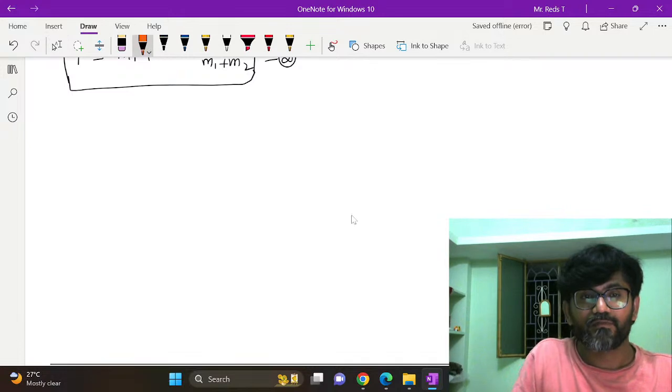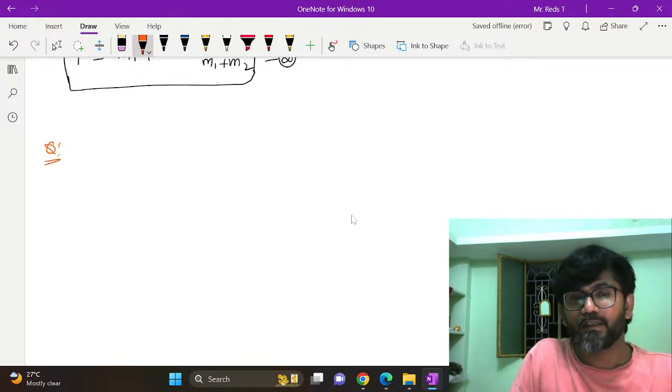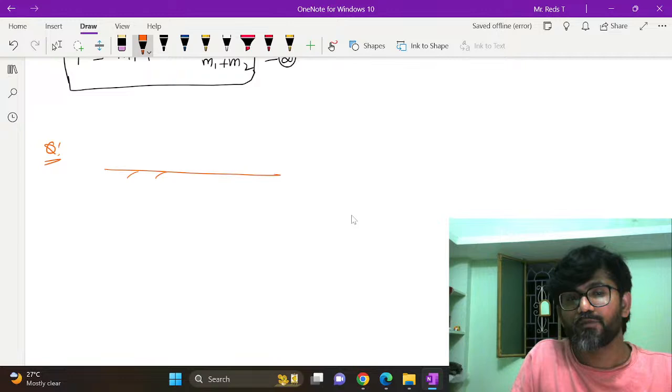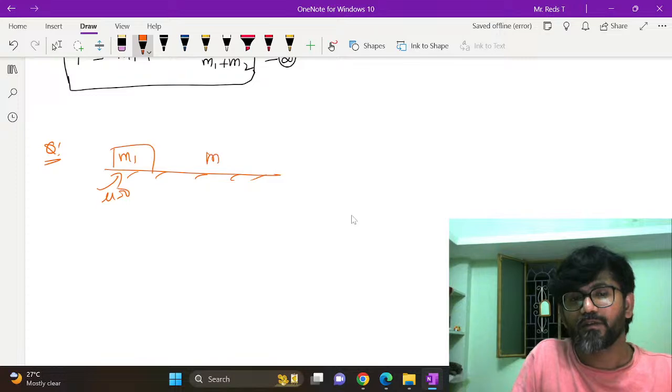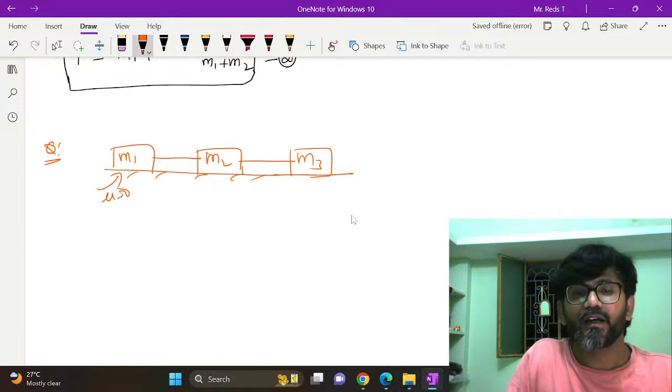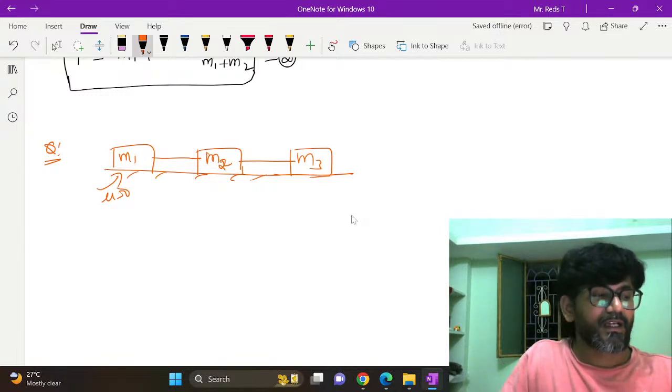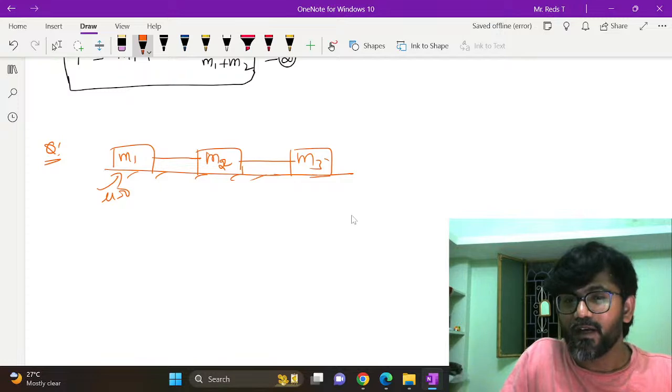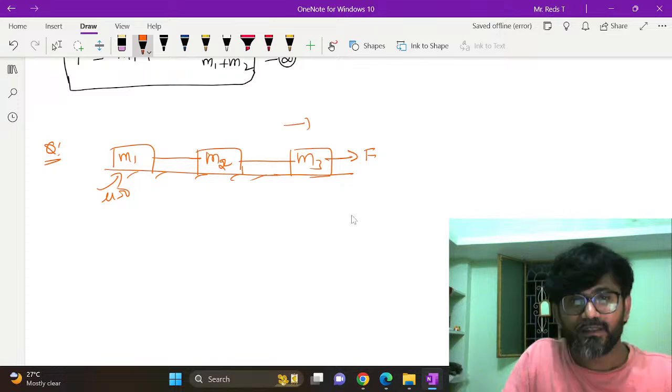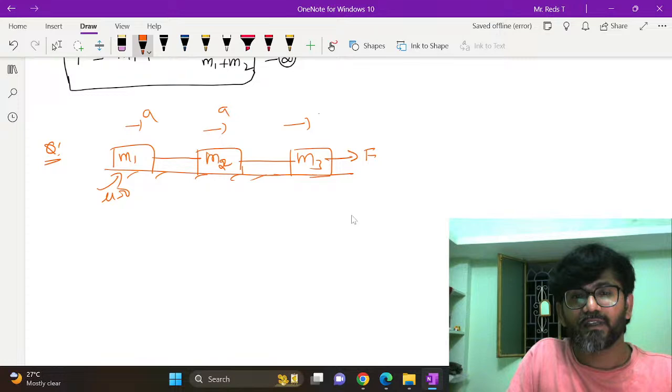Another question. See, there is a horizontal surface, smooth surface. Smooth surface means coefficient of friction is 0. Here you have blocks M1, M2, and another block M3, right? M1 and M2 are connected by a string, and M2 and M3 are connected by another string. Now on this system, on M3 the force F is acting. As a result, every body is moving with the same acceleration to the right.